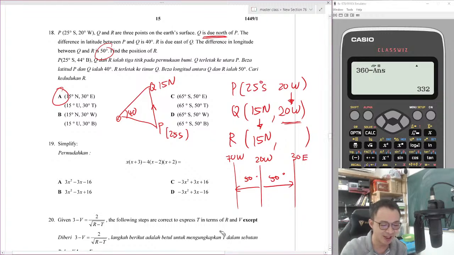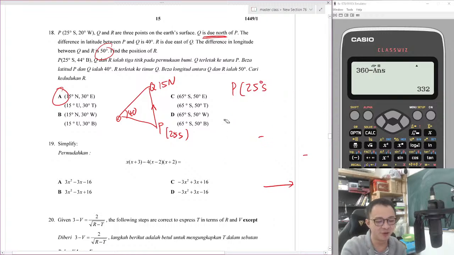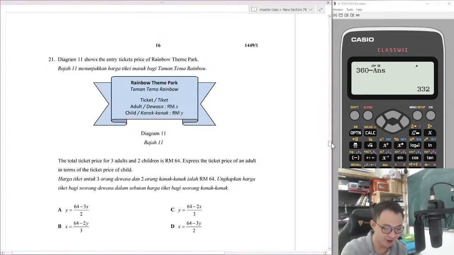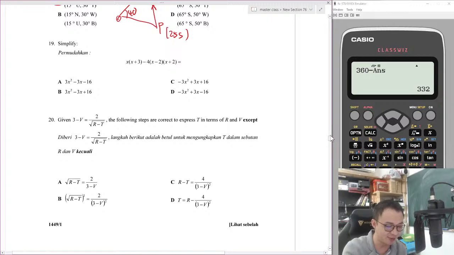Alright, let's move on to the next one. If you do not know how I get all these angles, go watch my basic tutorial about Earth. With this kind of simple question, I will just skip. You just do it manually.